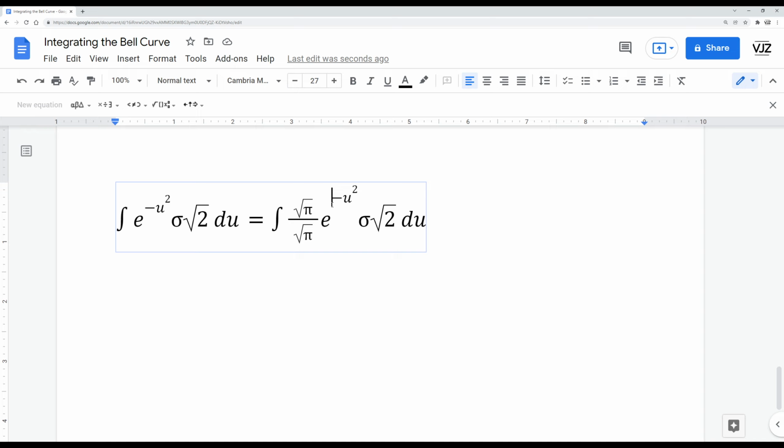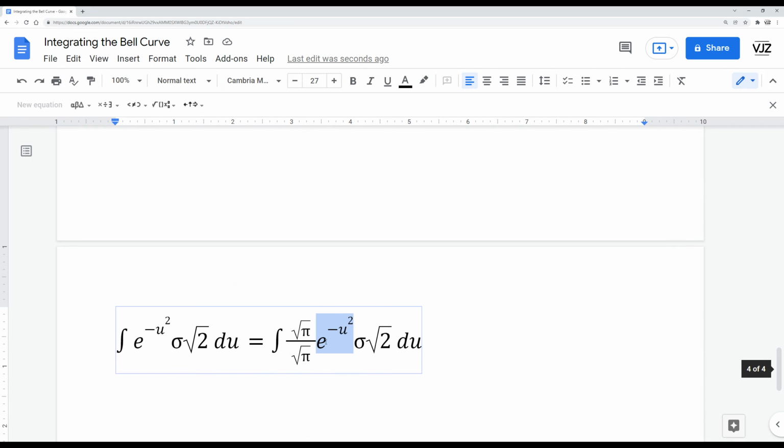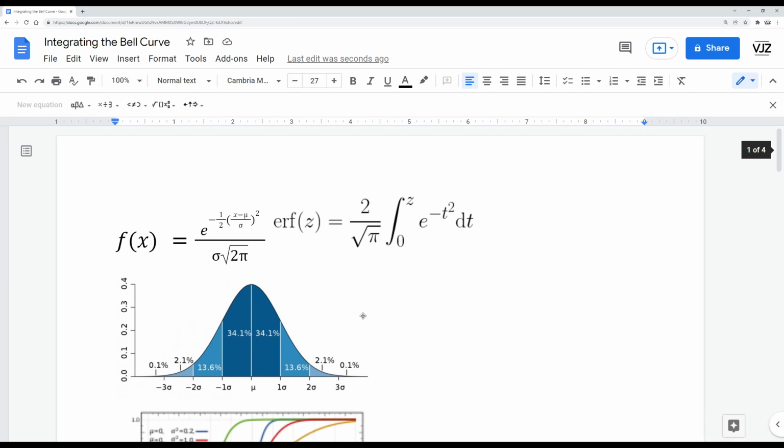Let me retype this. There we go, and the square root. Alright, so you can see there's a resemblance between this and this. So this e to negative t squared is this e to negative u squared. But now what about this 2 over the square root of pi? Where is that coming in?